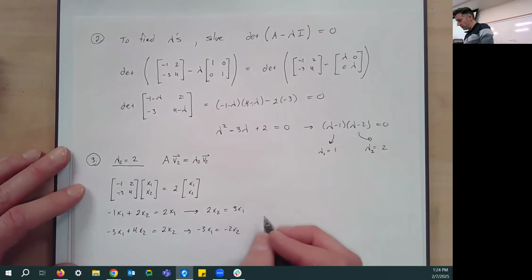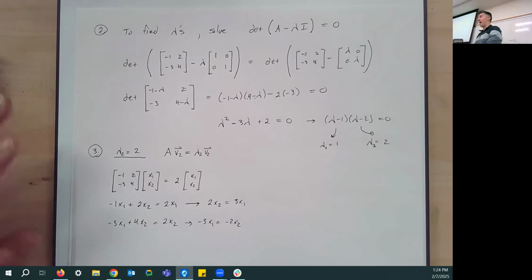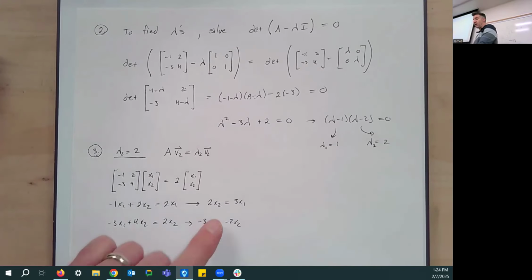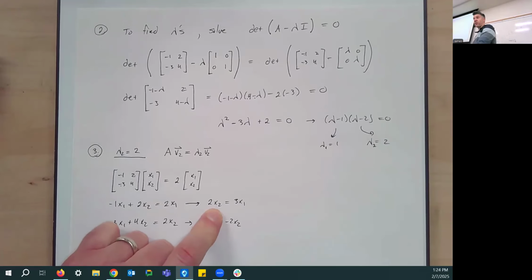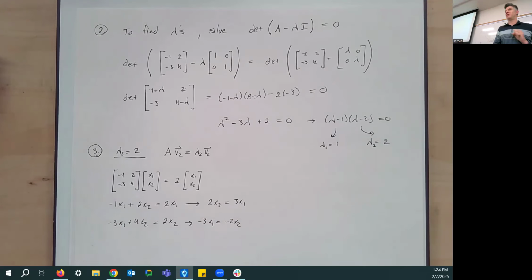So cool. What this tells me is that, and I would say you don't want to go any further than this. You could divide both sides by 2 and say that x2 is equal to 3/2 times x1. That is not the easiest thing to do here. The easiest thing to do is to say, cool, I'm looking for almost any solution to this equation.